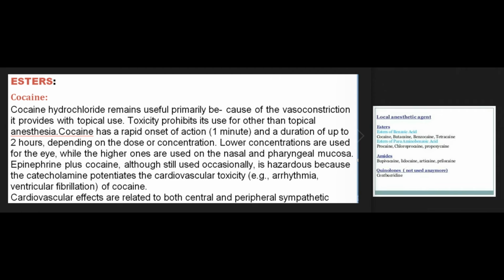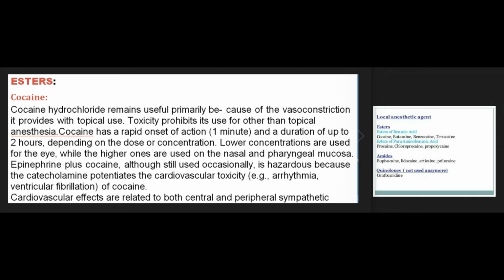Esters. Cocaine hydrochloride remains useful primarily because of the vasoconstriction it provides with topical use. Toxicity prohibits its use for other than topical anesthesia. Cocaine has a rapid onset of action, 1 minute, and a duration of up to 2 hours, depending on the dose or concentration. Lower concentrations are used for the eye, while the higher ones are used on the nasal and pharyngeal mucosa. Epinephrine plus cocaine, although still used occasionally, is hazardous because the catecholamine potentiates the cardiovascular toxicity, for example arrhythmia, ventricular fibrillation, of cocaine.